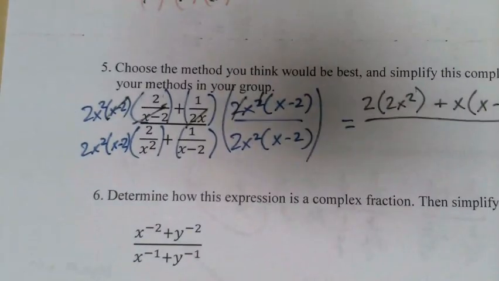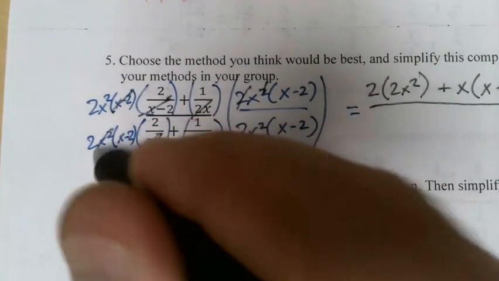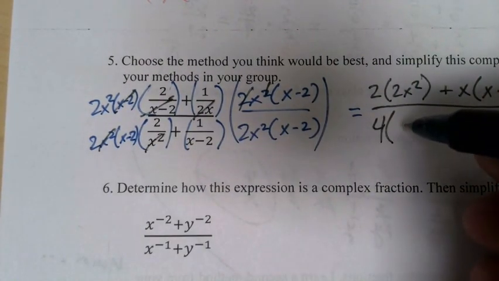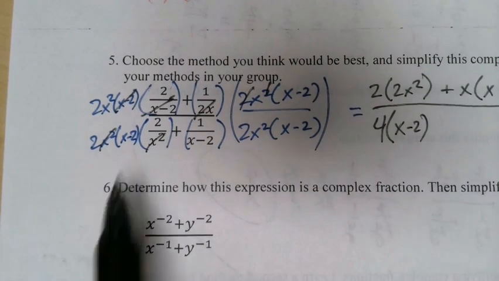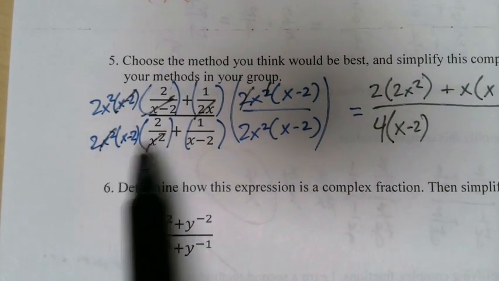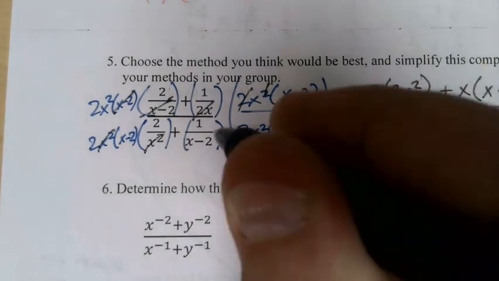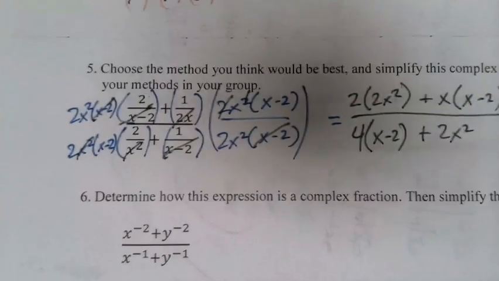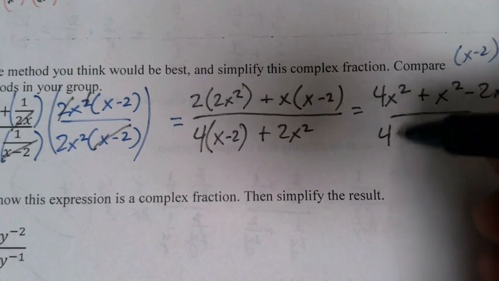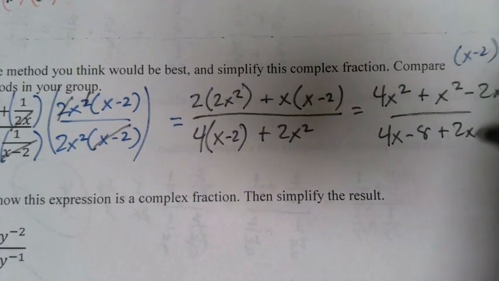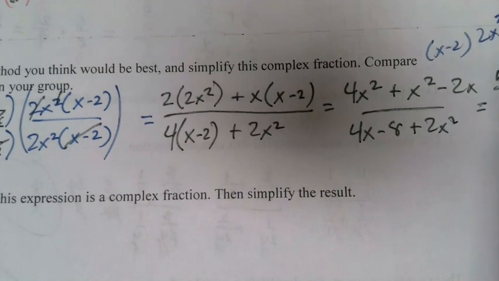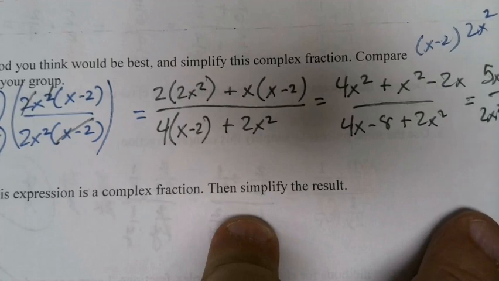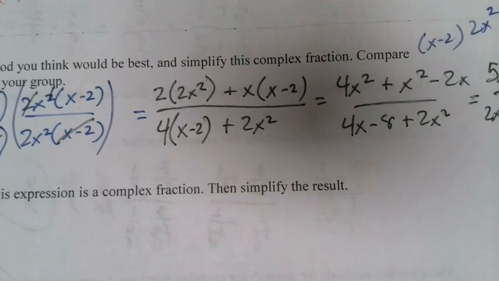Now on the bottom, check this out. x squared cancels x squared, and I have 2 times 2. That's 4 times x minus 2. The 4 came from this 2 times that 2. Over here, x minus 2 wipes out x minus 2, and I have 1 times 2x squared, so plus 2x squared, which gives me, if I distribute this through, 4x minus 8 plus 2x squared, and that's just going to be it. 2x squared plus 4x minus 8. So there's what I got.